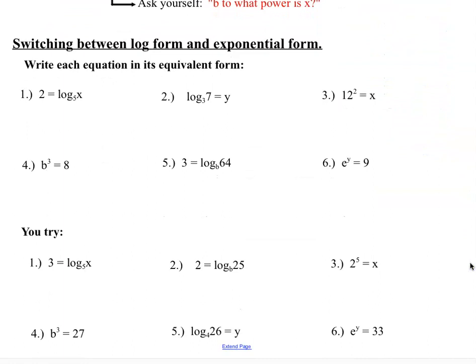So for this first chunk of examples, we aren't solving anything, we're not evaluating anything, we are simply going back and forth between the two formats. So if it's in log form, we want you to switch it back to exponential. That's what we have in this first example. So we always start with our base. What's our base? 5. So we start with our base. The answer to your log statement is your power, which means in this example, 2 is the power. So we are saying 5 to the second power should get us to x. Again, think of doing that little circle. Okay, your base to the power should get you back to x.